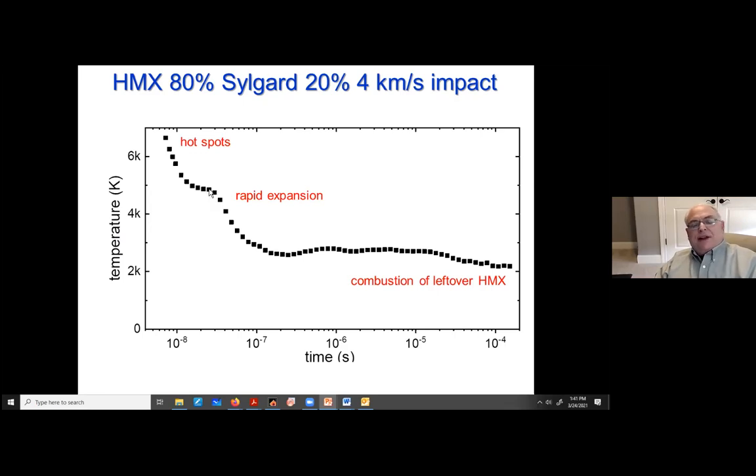Right around here, this stuff starts to explode. And when it explodes, the volume increases a lot and it cools down. So here it's cooling down. And now whatever's around is still burning at the nominal temperature around 3,000 degrees.